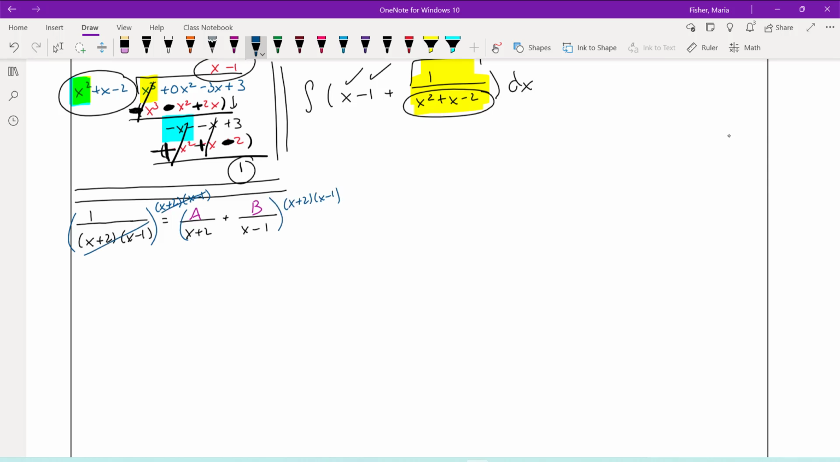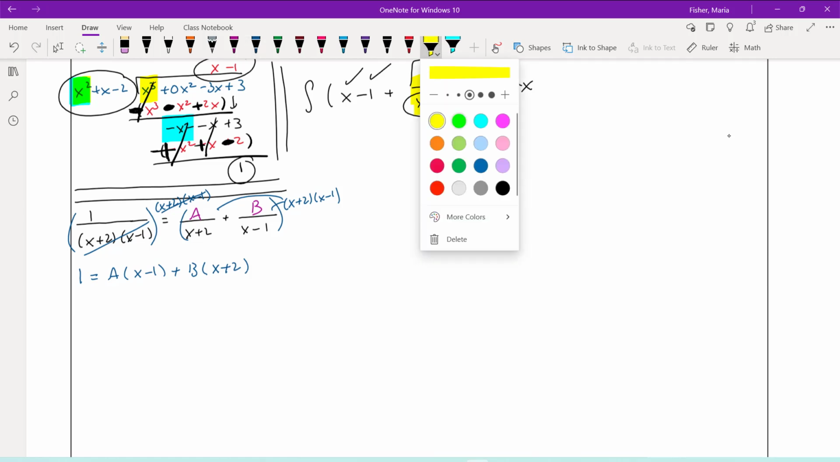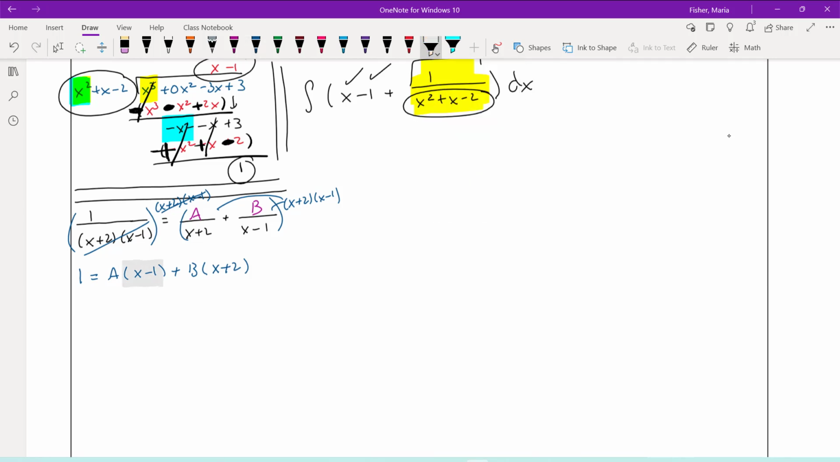Here on the left, everything cancels and you're just left with 1. And then here when you distribute, you will be left with A times x minus 1, and then B times x plus 2. We're going to use convenient factors again to find A and B. This guy right here, what do I need to plug into it so that it cancels? Well, a 1. If x is equal to 1, I know that 1 would equal A times 1 minus 1 is 0, that'll cancel, plus B times 1 plus 2 is 3, so we have 1 is equal to 3B, and that means that B is equal to 1/3.